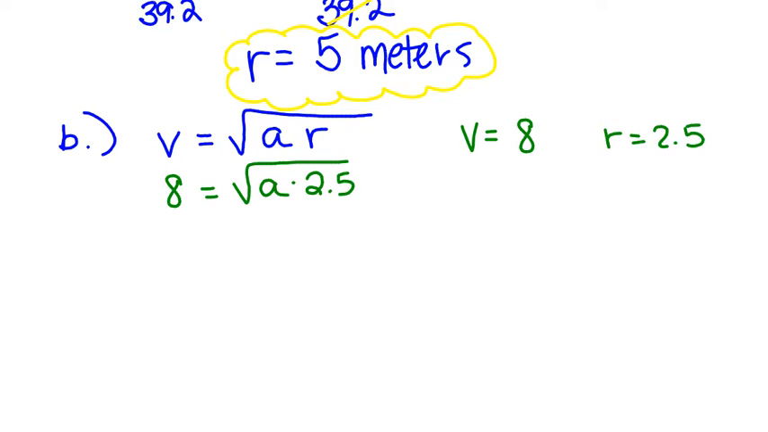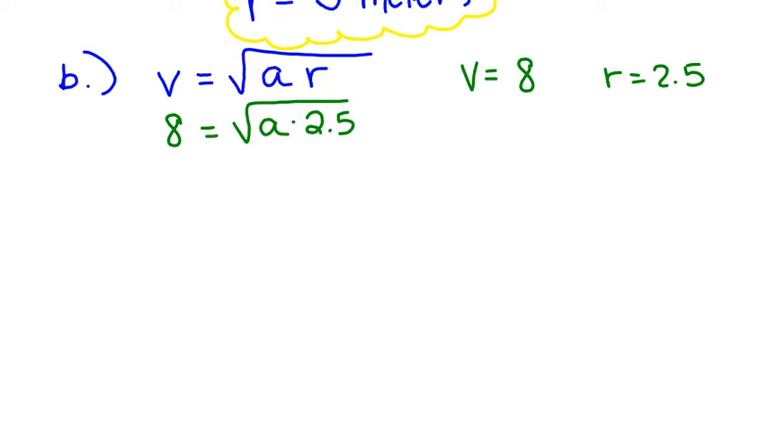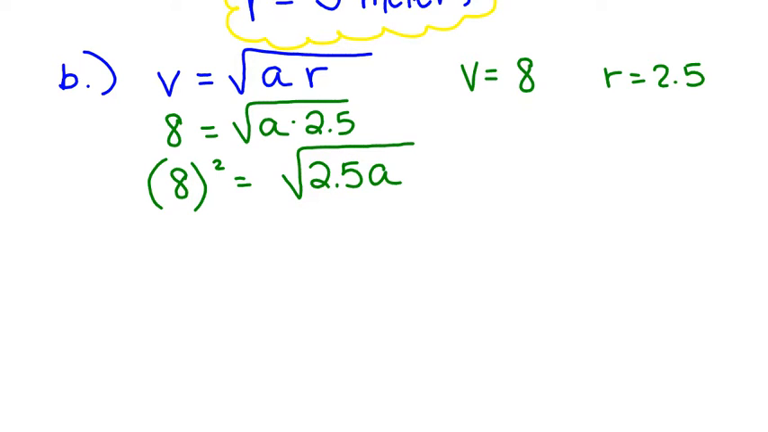So we need to isolate the A. So we need to undo the square root. So just like in part A, to undo the square root, we're going to square both sides. That's 2.5A under the square root. So to undo it, we're going to square both sides. So 8 times 8 is 64. On the right-hand side, the square root and the square will undo each other.